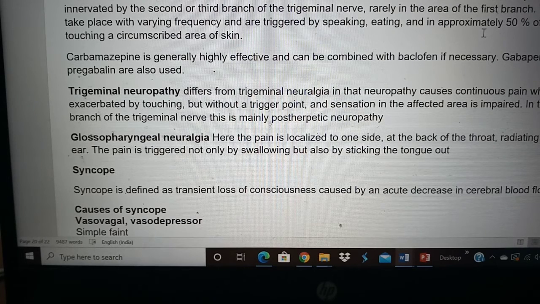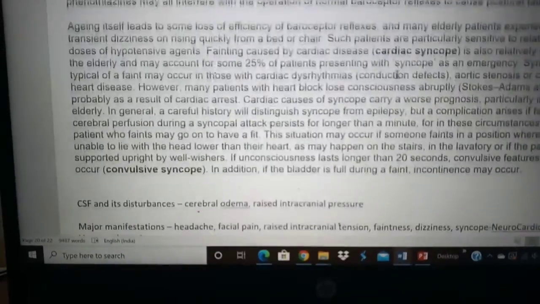We will see syncope in the next class. Syncope is nothing but loss of consciousness. There are different types of syncope, so we will see that in the next class.